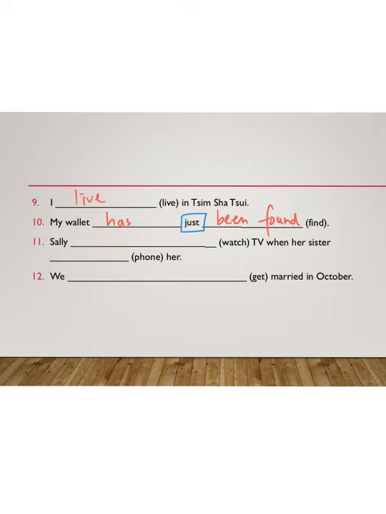Okay, and then let's go to number 11. We are talking about two actions happening at the same time. How do we know that? Because you can find this connective, a connective of time. With two actions happening at the same time, which one is the longer action? Watch should be the longer action. For the longer action, we use continuous form. So Sally is watching, because she can watch something, active voice. And for the shorter action, we use simple tense. So when her sister phones her.